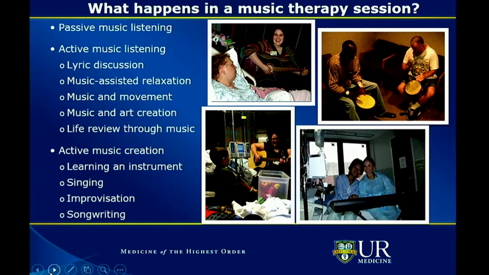And then active music creation is when the person who is participating really just wants to be very active in the session. And that can include, maybe they've always wanted to learn an instrument, singing, improvisation, songwriting. The main thing is that you can go in with a plan when you're first meeting somebody, but the plan is created around the person, created around their preferred music, their preferred instruments, how they're feeling that day, and it's always different.